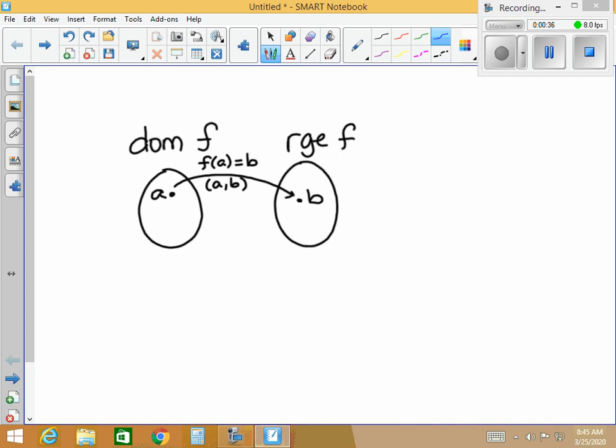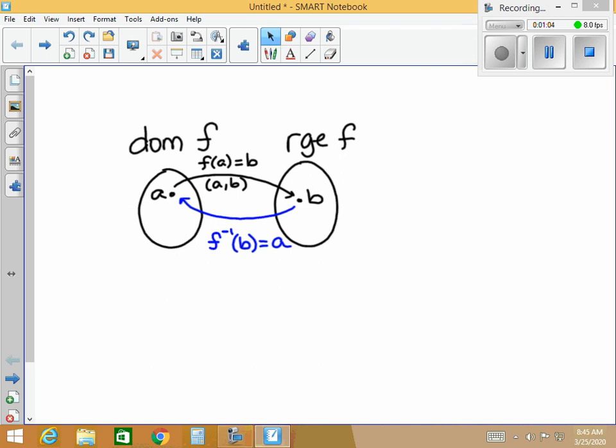If I want to talk about the inverse of this function, then it's going to go in reverse. It's going to start at b, and it's going to take me back to a. Now, the notation that we use when we're talking about the inverse of a function is we say f inverse of x. Or here in this case, f inverse of b is equal to a.